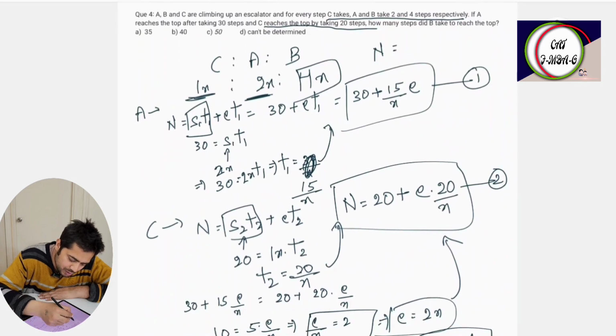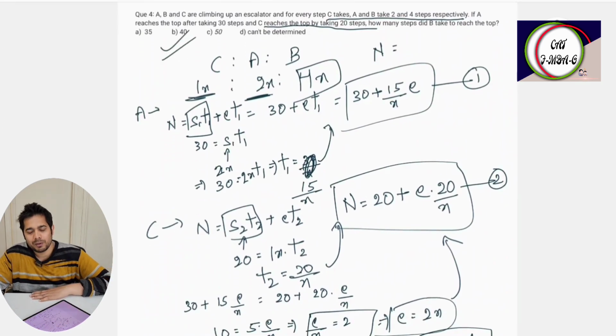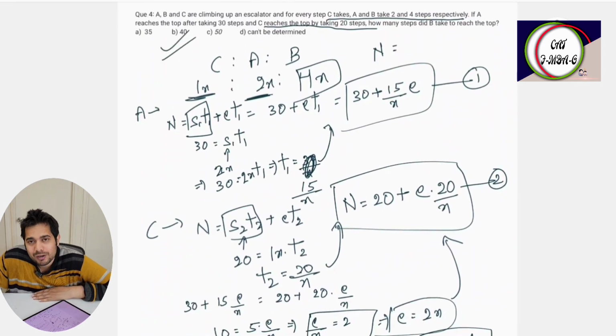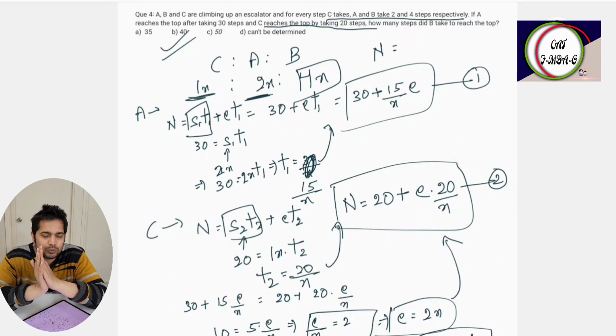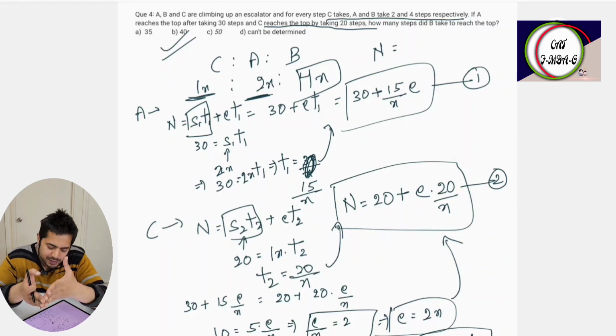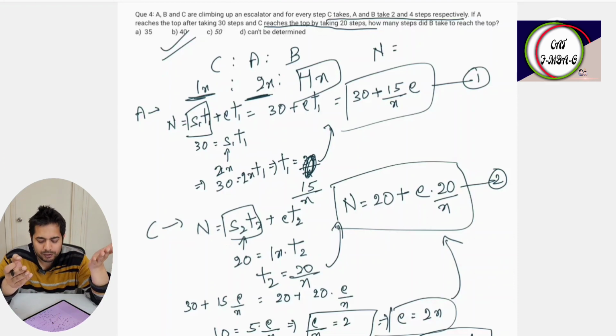Let us see my answer. Yeah, option number B. For the first time it will be a bit hard for you. Escalator questions can be certainly difficult, so don't worry. Try to give it an attempt by yourself again. Remember this single formula: N is equal to ST plus ET. Make different cases for different people and velocities which are given.